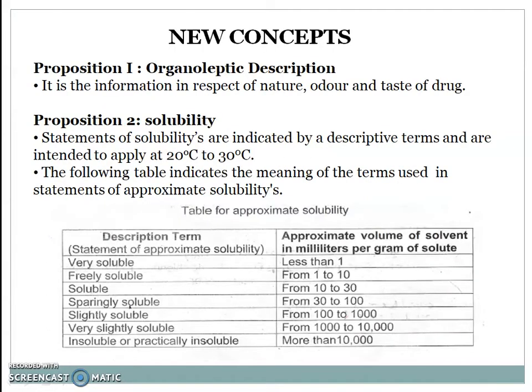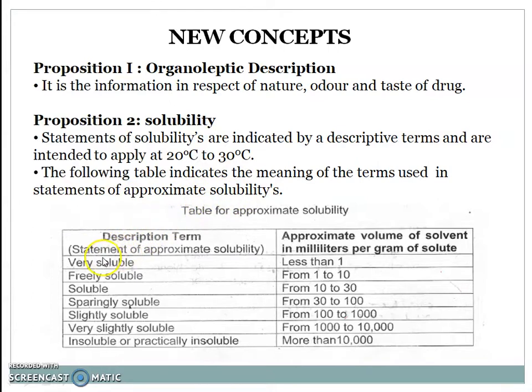Let's continue with concepts. First, proposition first, that is organoleptic description. It is the information in respect of nature, odor and taste of the drug. Then proposition 2, solubility. Statement of solubilities are indicated by descriptive terms and are intended to apply at 20 degrees Celsius to 30 degrees Celsius. The following table indicates the meaning of term used in statement of approximate solubility.